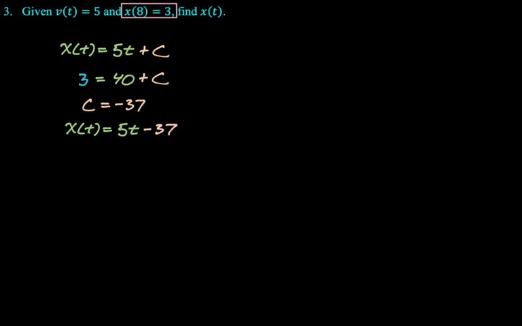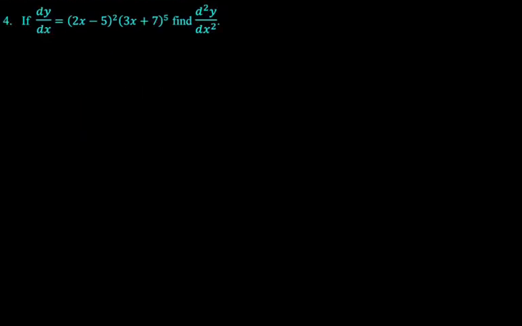This problem, to me, initially, it looked like a nightmare. If dy dx is equal to, mostly because it was find the second derivative. And I was like, oh my God, that's going to be terrible. But we're given dy dx, so we're really just finding the derivative of this thing. We're not doing two derivatives. So dy dx is already (2x minus 5) squared times (3x plus 7) to the 5th. All right, so product rule with a little bit of chain rule involved.